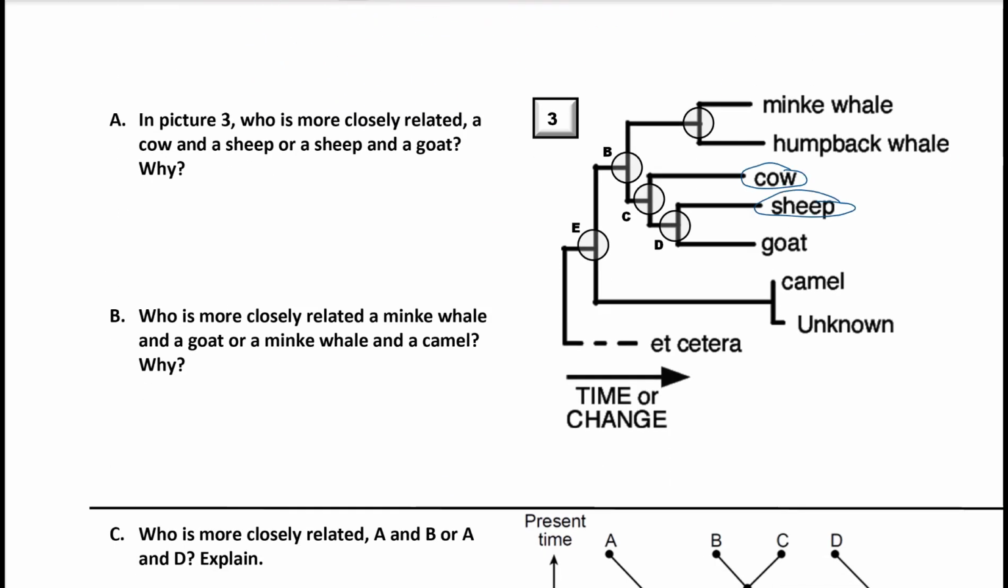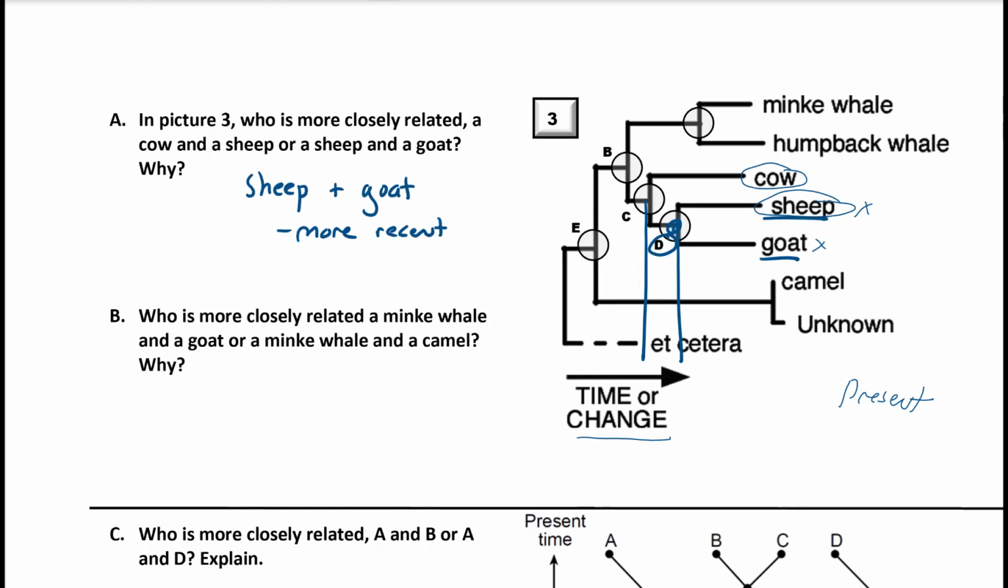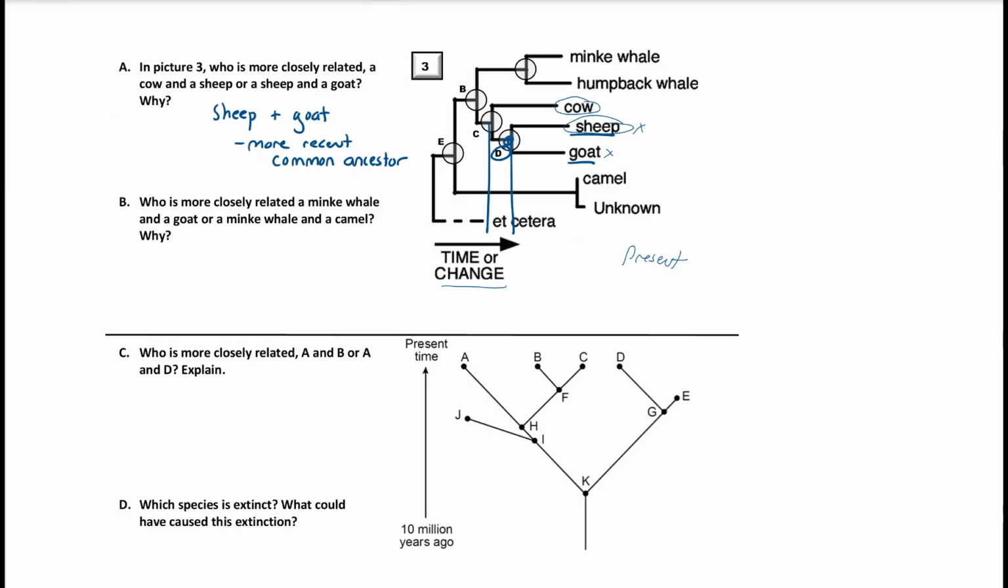In picture 3, who's more related, a cow and a sheep, or a sheep and a goat? It looks like a sheep and a goat have a more recent common ancestor. Again, you find the common ancestor. You can see which one's more recent. And there's another little example. Again, you could always pause and take a look at some of these.